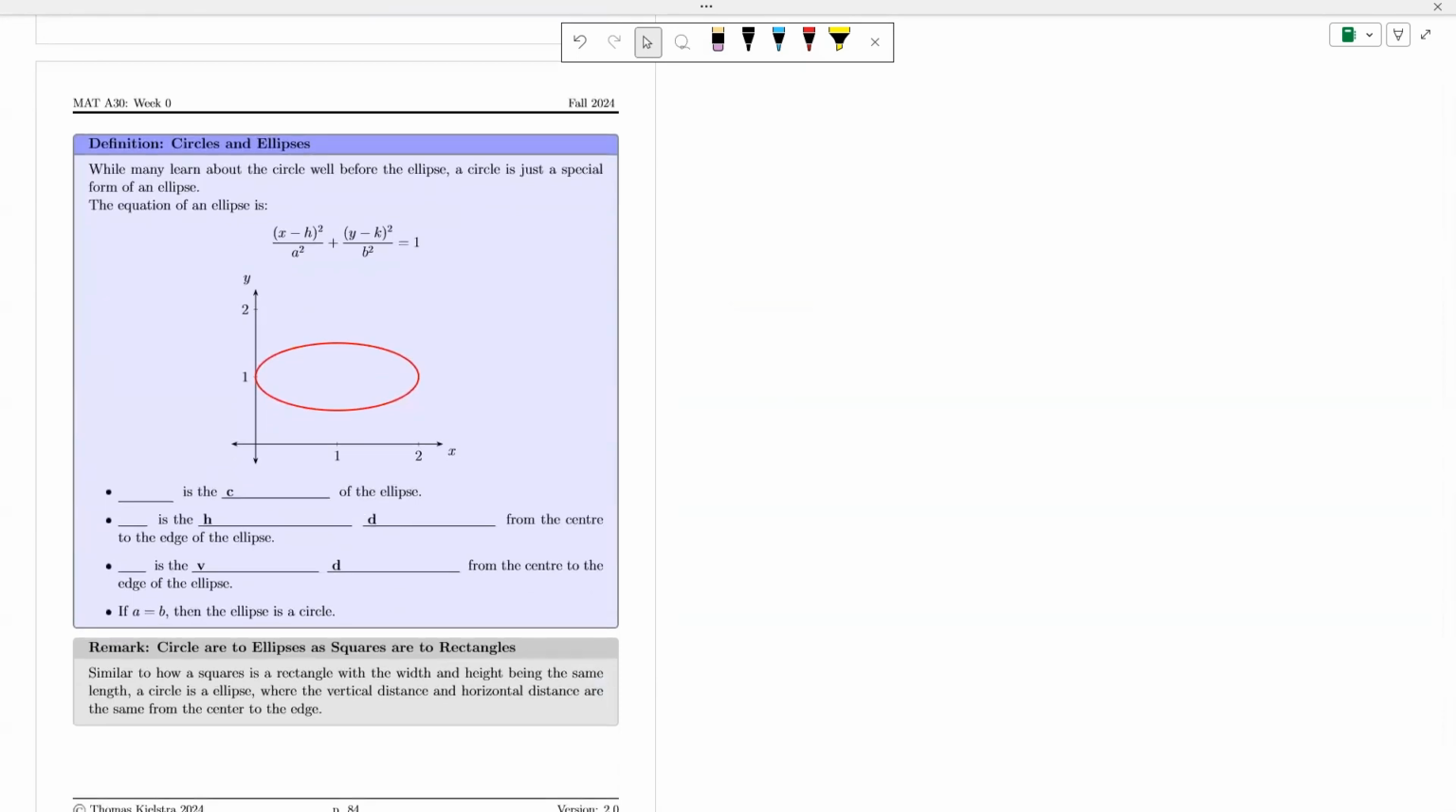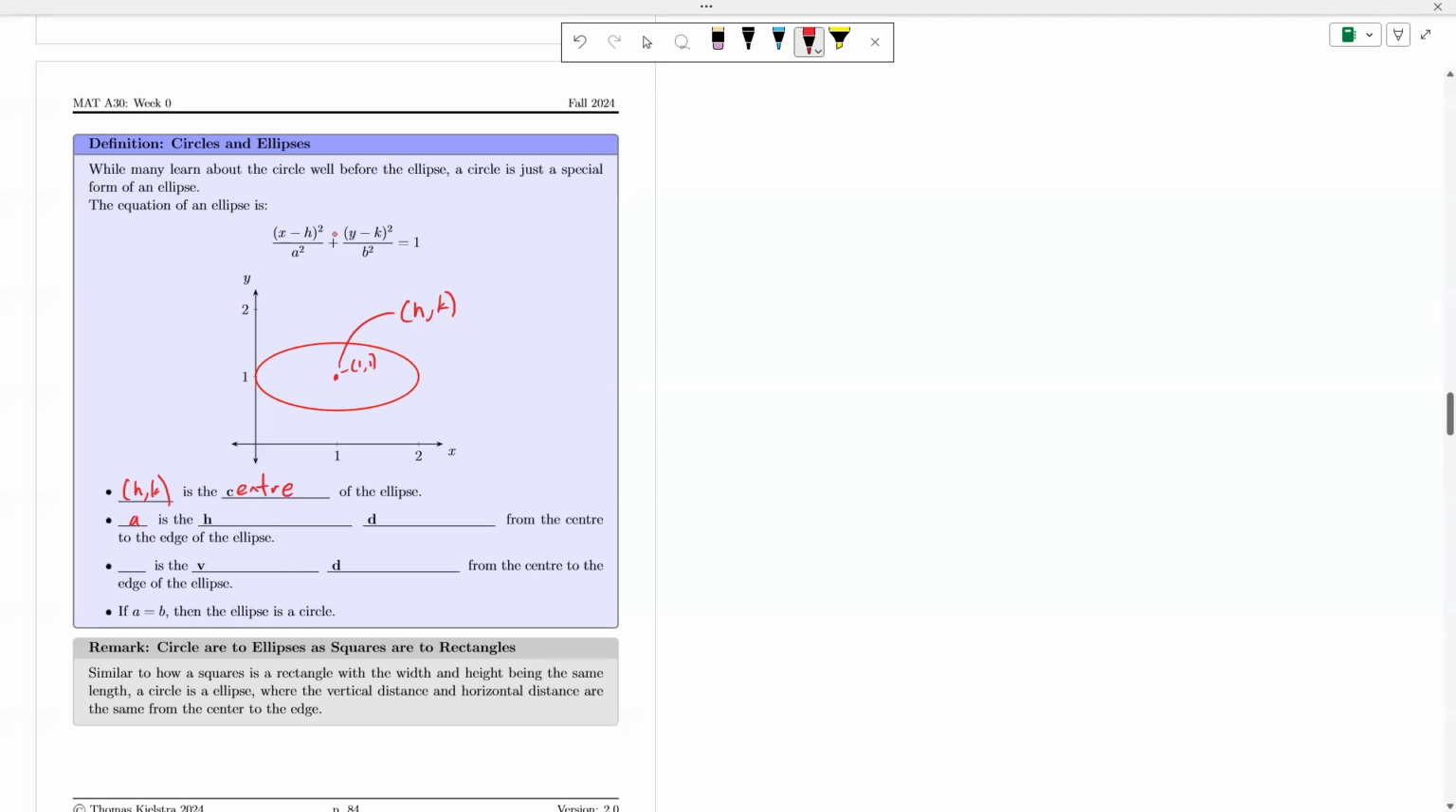So what's our next conic form? Our next conic forms are circles and ellipses. Many learn about circles well before ellipses. A circle is just a special form of an ellipse. The equation of an ellipse is as follows. The point in the middle, the center, is here, it's (1, 1). And in general, this is (h, k). The value (h, k) is the center of the ellipse.